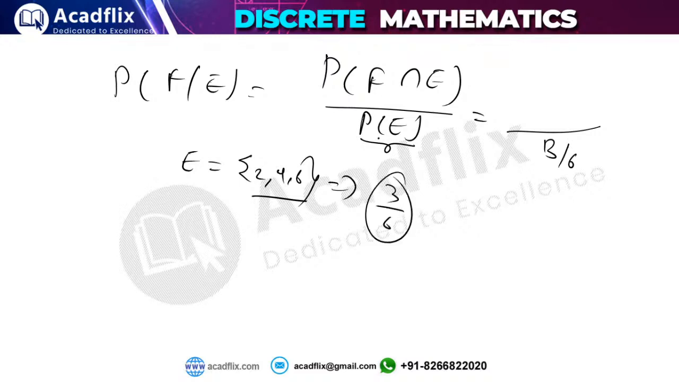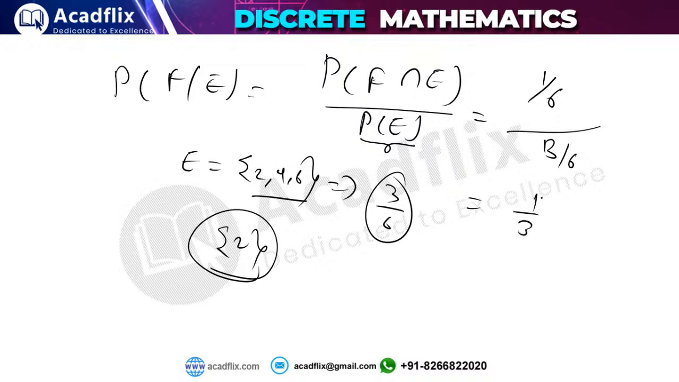What is F intersection E? F intersection E is this. So the probability of this is nothing but 1 by 6. So finally, what will be your answer? Your answer will be, again, 1 by 3. So this again will be your answer. Okay. So this is how you can find.